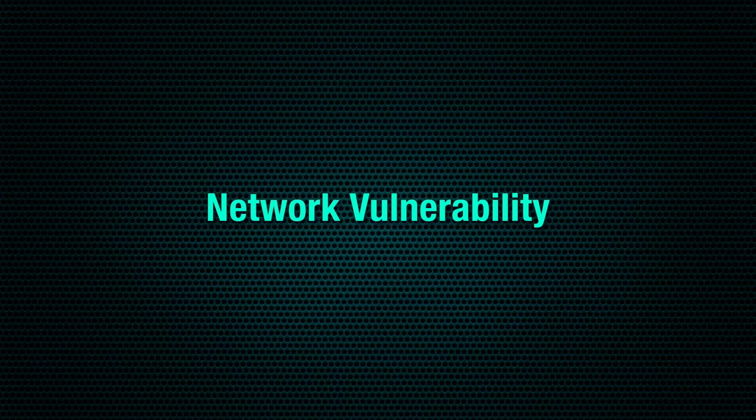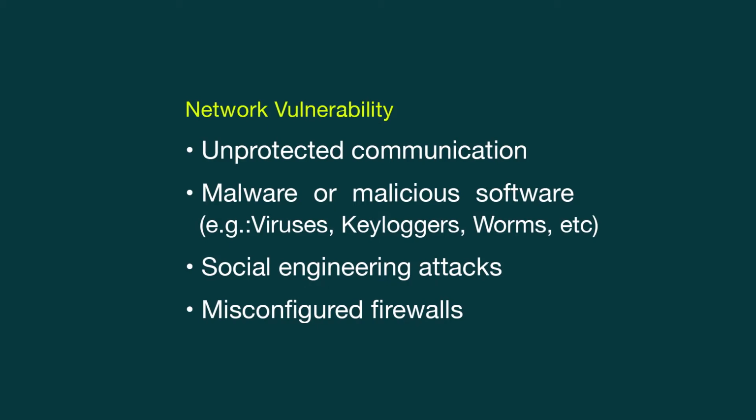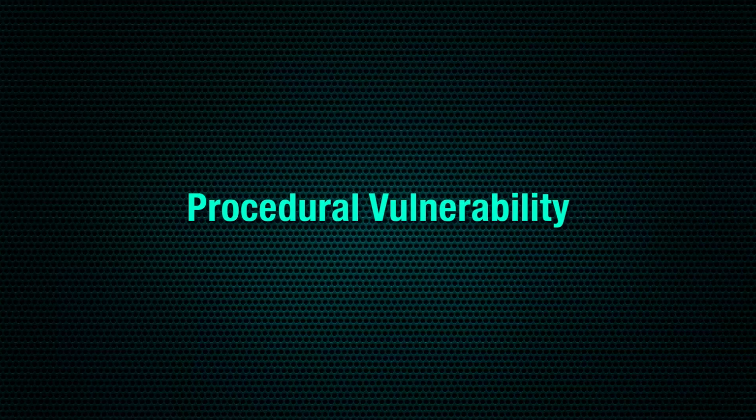Network vulnerability. A weakness happens in the network, which can be hardware or software. For example, unprotected communication, malware or malicious software such as viruses, keyloggers, worms, etc. Social engineering attacks and misconfigured firewalls.